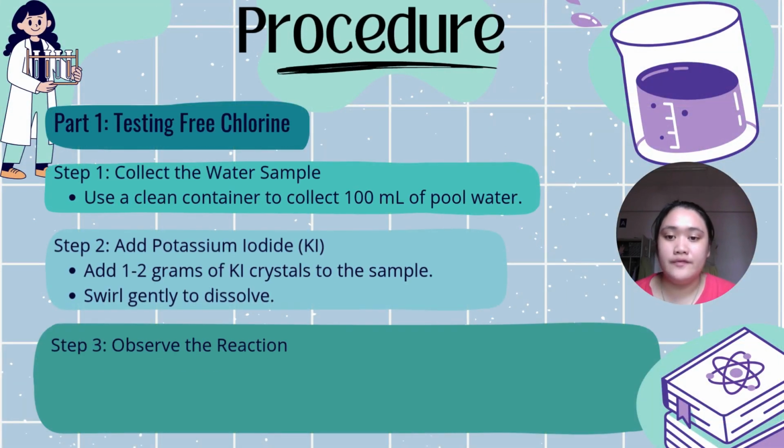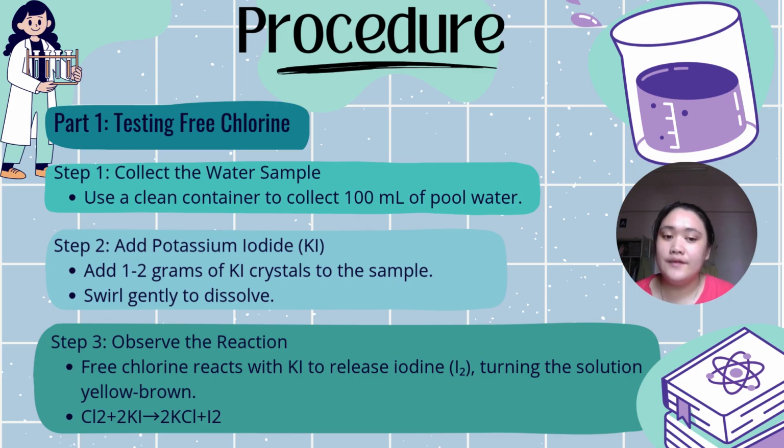Let us move on to the first procedure, which is testing free chlorine. Step 1. Collect the water sample. Remember to use a clean container to collect 100 ml of pool water. Step 2. Add potassium iodide into the sample. Add about 1 or 2 grams of potassium iodide to the sample. Swirl gently to dissolve. Step 3. Observe the reaction. Free chlorine reacts with potassium iodide to release iodine, turning the solution yellow-brown.